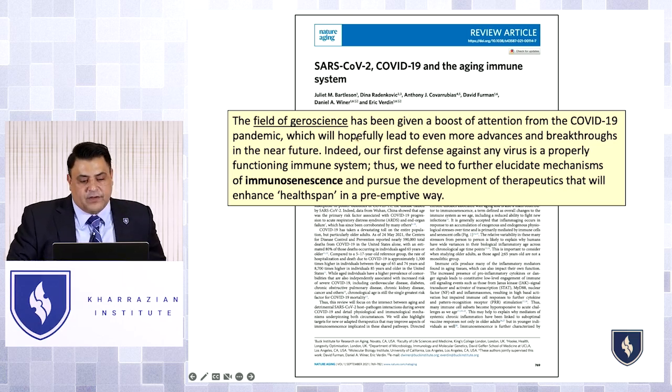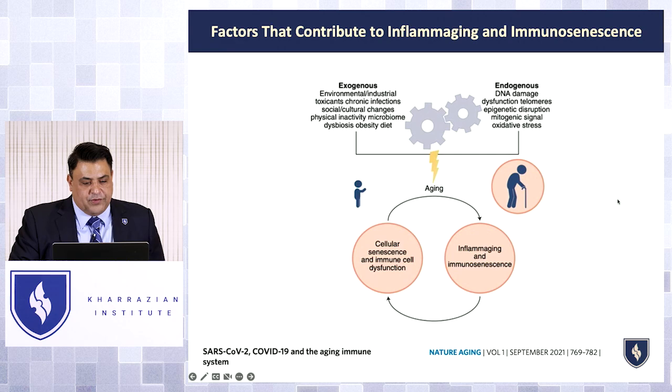The field of geroscience has been given a boost by the attention to the COVID-19 pandemic, which will hopefully lead to more advances and breakthroughs in the near future. Indeed, our first defense against any virus is a properly functioning immune system. Thus, we need to further elucidate mechanisms of immunosenescence and pursue the development of therapeutics that will enhance health span in a preemptive way. And they go on to show, for example, factors that impact inflammaging and immune senescence, like environmental industrial toxicants.